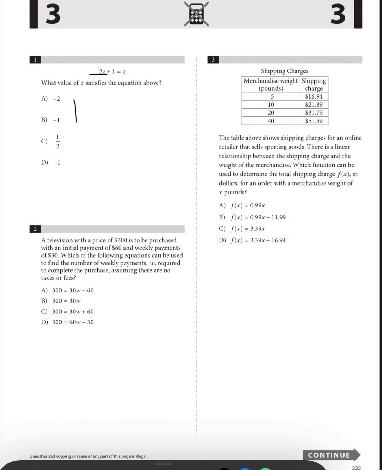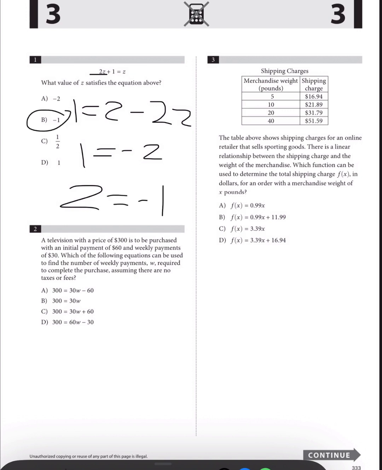All you have to do is subtract the 2z and then you get 1 equals negative z, and then z equals negative 1. So the answer is B.